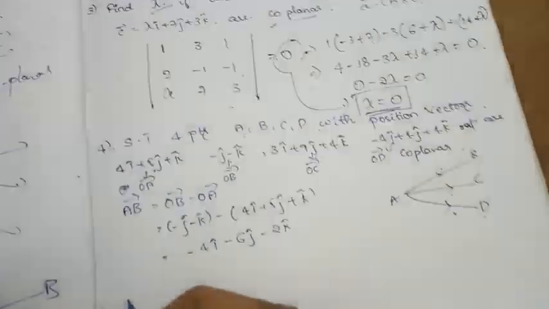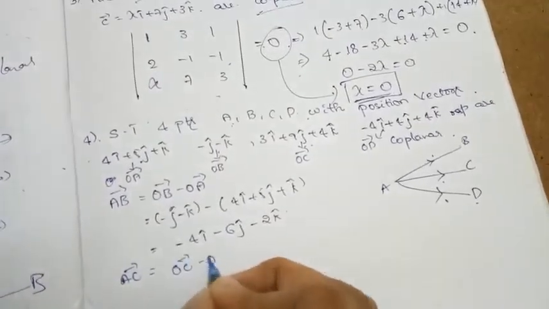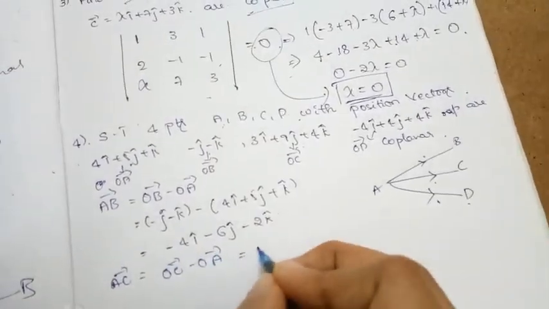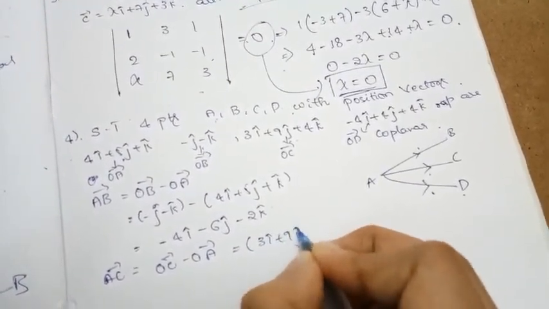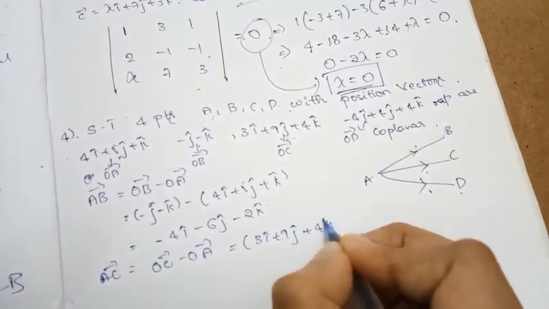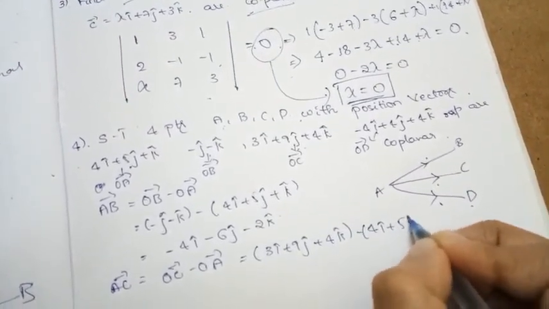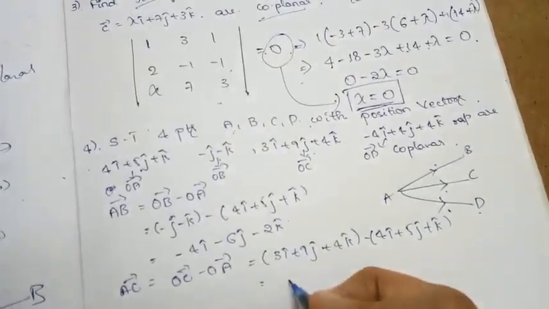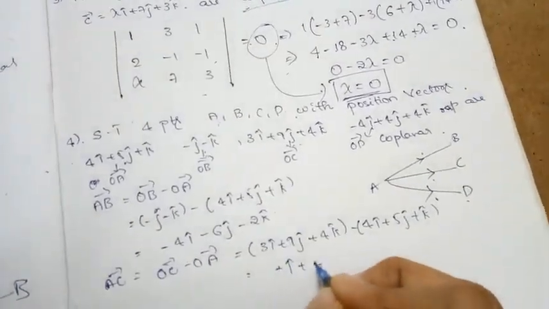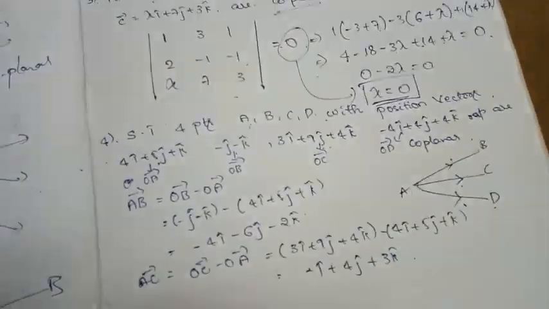Similarly, vector AC is nothing but vector OC minus vector OA. So what is vector AC? It is nothing but 3i cap plus 9j cap plus 4k cap minus vector A, which is 4i cap plus 5j cap plus k cap. So the vector AC is nothing but minus i cap plus 4j cap plus 3k cap.